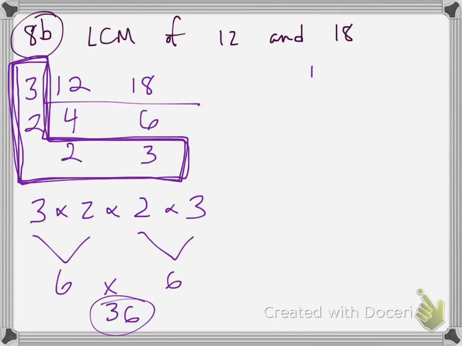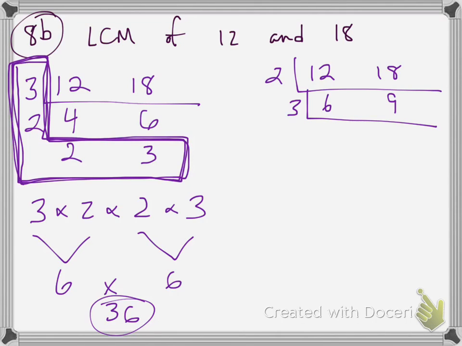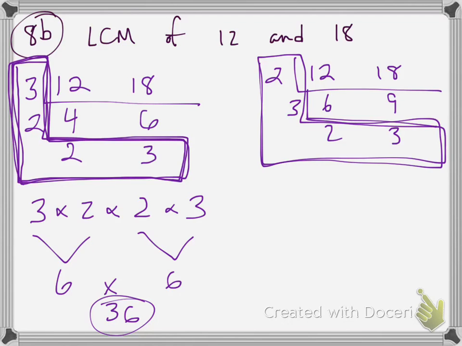Just like with the previous problem, it's possible that you didn't do the same numbers I did. Maybe you saw these as even, so you started with 2. Well, that would go into 12 6 times and 18 9 times. And then 3 would go into 6 2 times, and 3 would go into 9 3 times. And you're still going to get the same least common multiple. When you build your L right here, you'll notice that the numbers inside my L are exactly the same.